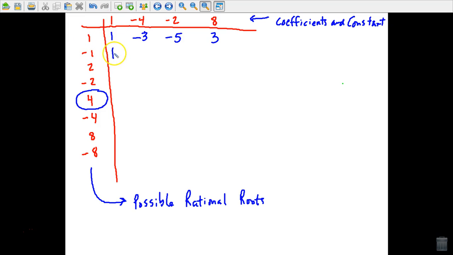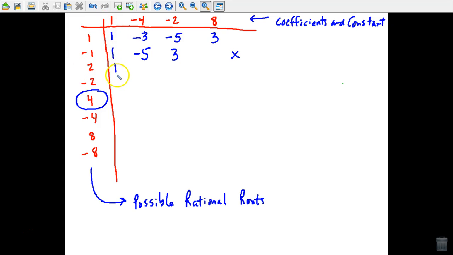So I'll bring down this first number, multiply: -1 plus -4 is -5. Multiply -5 times -1, that's +5, plus -2 is 3. Now at this point, if you can see ahead of time that you're not going to get 0 as a remainder, then you can just go on to the next number. I know that's not going to work, so I'm going to test +2.